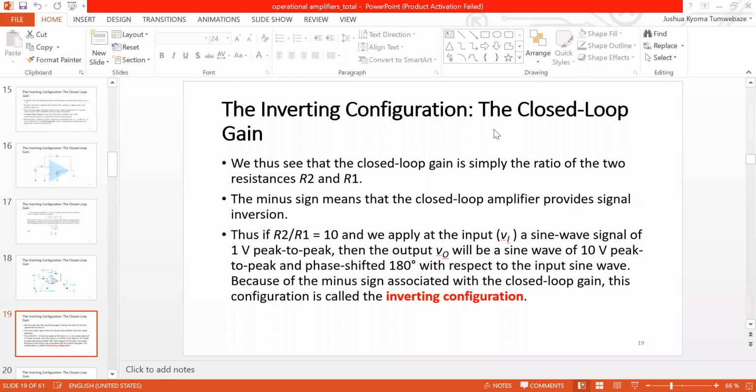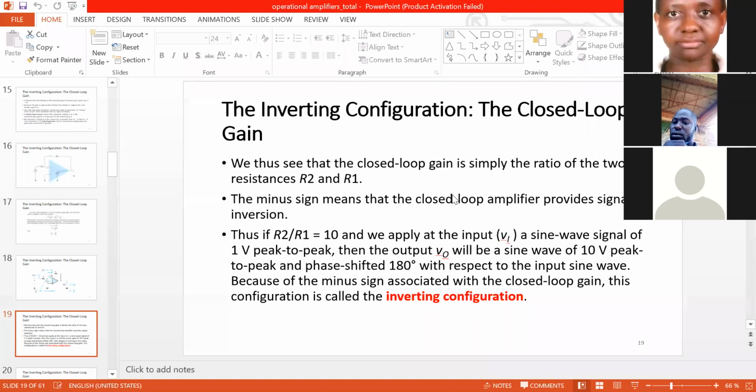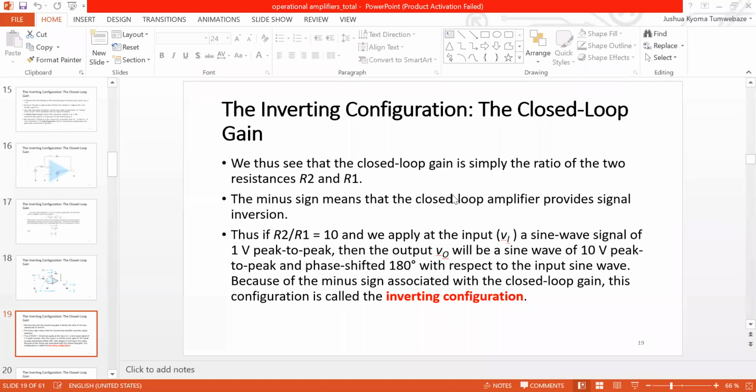The other thing we need to note about our closed loop gain of the inverting configuration, which you should have written down in your notes or highlighted, is that it has a minus sign. What does this imply? It simply implies that there is a signal inversion, or referred to as phase inversion.